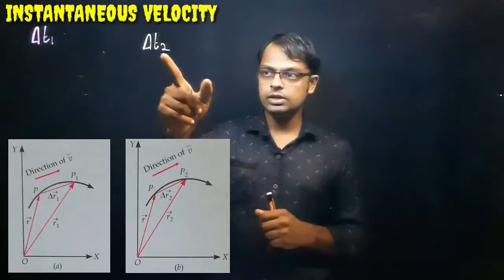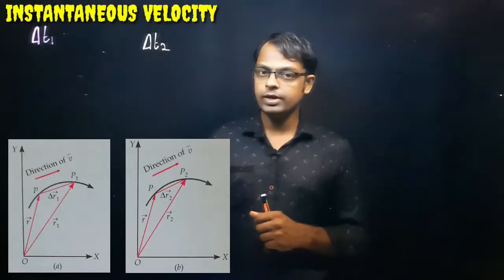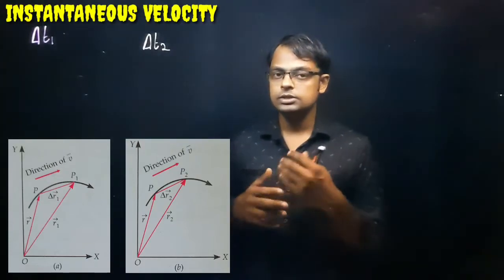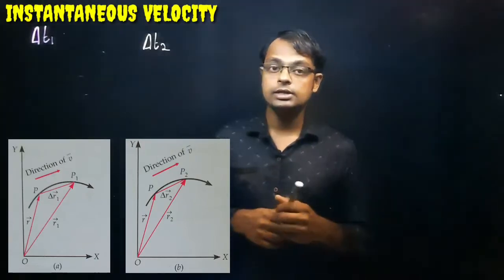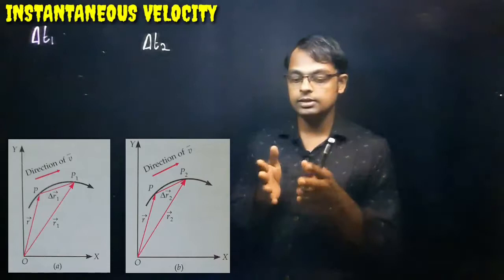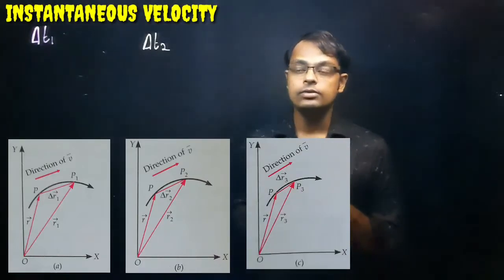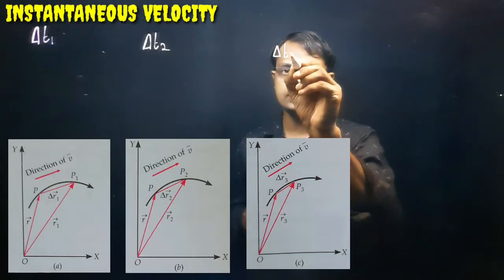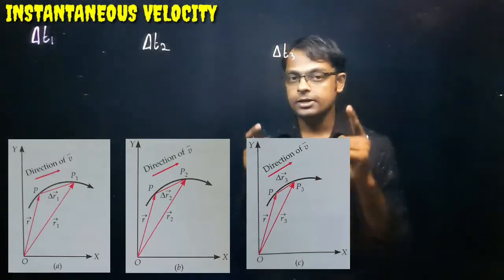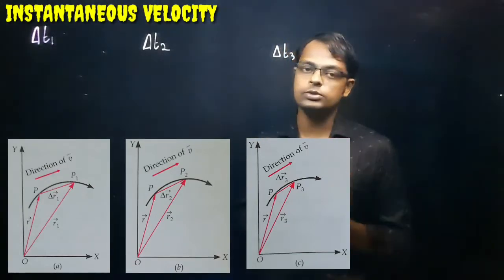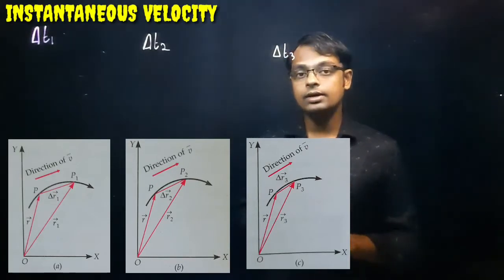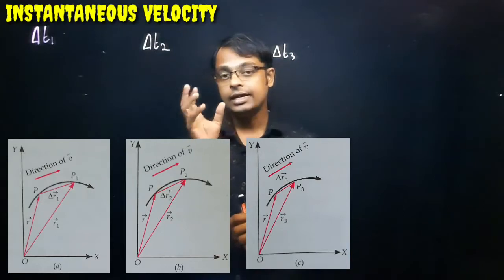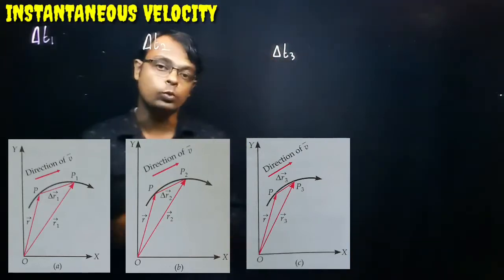When the time interval is reduced, the displacement vector is also reduced. Now once again, we are taking another time interval, delta T3. Look at the third picture: the time interval is reduced to delta T3, and the displacement vector is also reduced here. Now we reduce this time interval in such a way that delta T tends to 0.